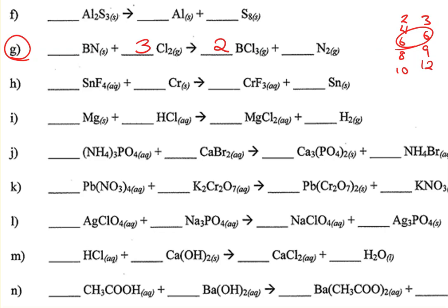Well, what did that change? The number over here didn't change any other element, but this coefficient over here, 2 borons now. So we have 2 borons. Well, that changed the number of nitrogens as well, 2 nitrogens. But I look over here and there's already 2 nitrogens. Perfect. We are balanced. 2 borons, 2 borons, 2 nitrogens, 2 nitrogens, 6 chlorines, 6 chlorines.